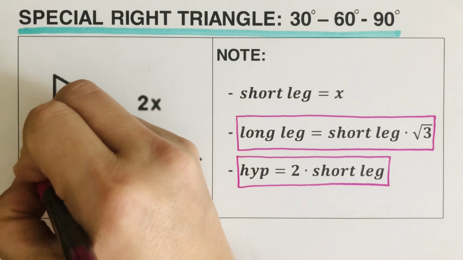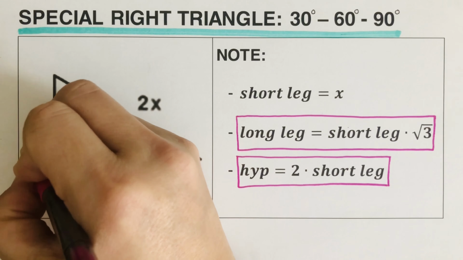Okay, so the first thing that we're going to do is to label these parts first. So this side is our hypotenuse. This side is the long leg. And this side is the short leg. So in this problem, we are given the hypotenuse. So then we use the formula for hypotenuse to solve for the short leg.